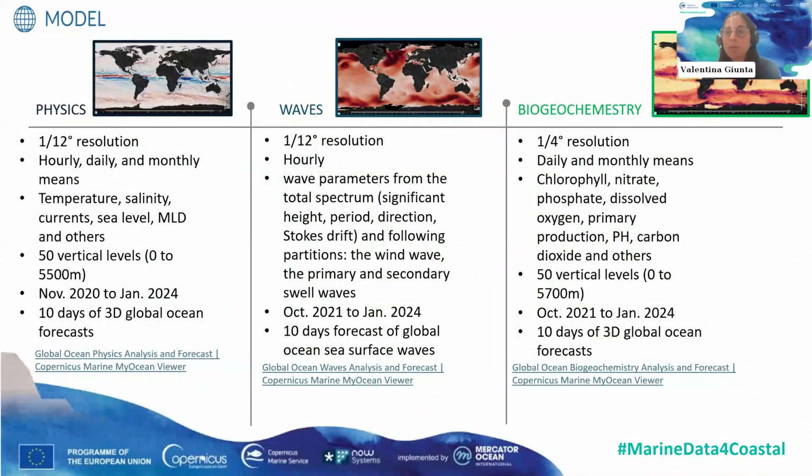Finally, we have our global model for biogeochemistry, which has a 1/4 degree resolution. The temporal resolution can be daily and monthly means, and you can find information regarding chlorophyll, nitrate, phosphate, dissolved oxygen, primary production, pH, carbon dioxide, and many other variables as well. It also offers 50 vertical levels up to 5,700 meters, and data from 2021 up to 2024. And 10-day forecast as well.